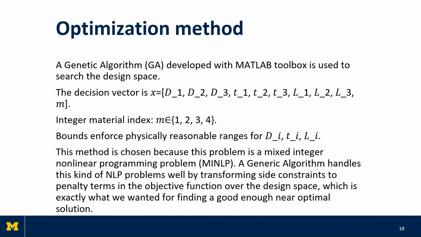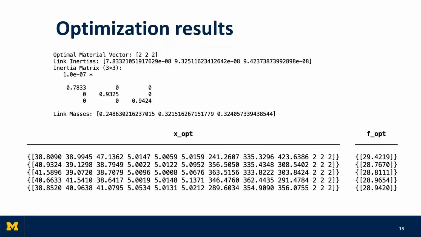Now let's discuss the optimization method. Same as in the interim movie, we still adopted the genetic algorithm and utilized MATLAB to solve the design problem. This method has an advantage in this kind of NLP problem, and that's exactly what we want. And lastly, here are the optimization results.